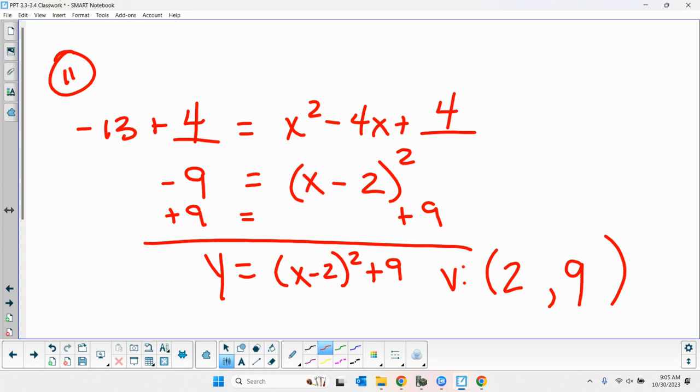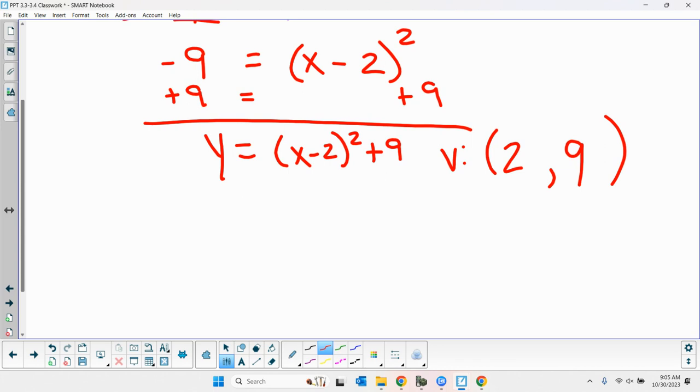So then, when you write y equals, or this one was f of x, you get (x plus 7) squared plus 22. So your vertex is negative 7 and positive 22. All right, number 13. Let's look at that one because it has a 9 in front.